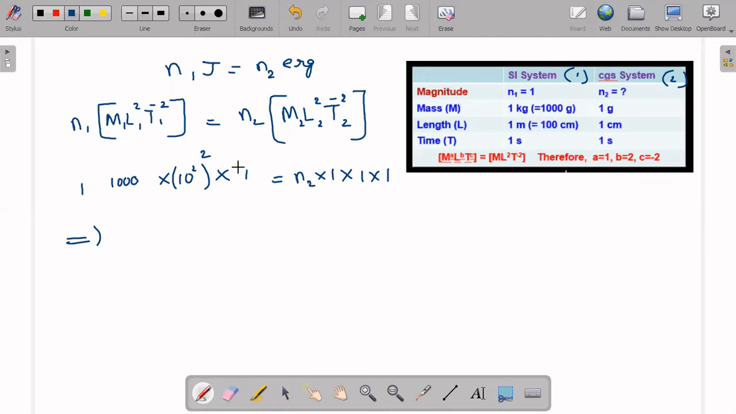Now what do we do? Left out 10 power, after 1 there are 3 zeros. So we can write it as 10 power 3. And here 10 power 2 whole square. When power comes, we multiply these powers. 2 square is 2 into 2, that is 4. Into 1 doesn't matter. Now this side, left side is n2. So what we can write from here, n2 is equal to 10 to the power 3 plus 4, we can write 7. Somebody is asking some doubt, it seems. So let me see once.